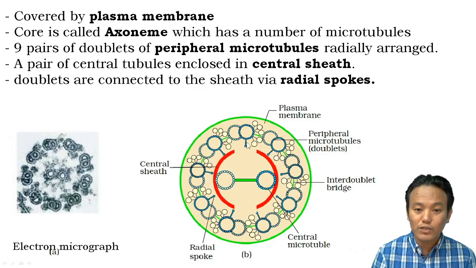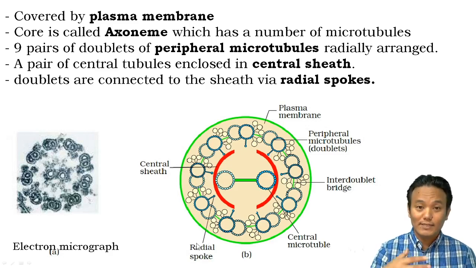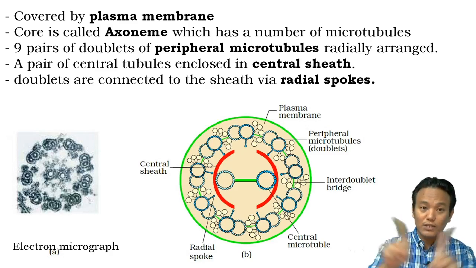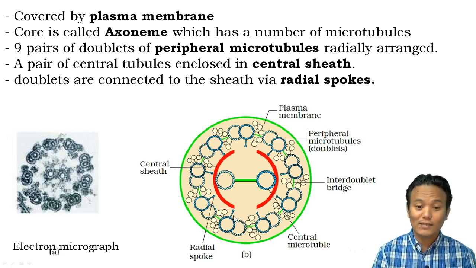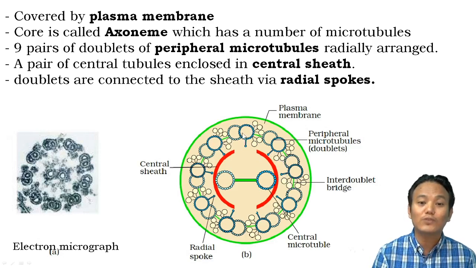These are the radial spokes, just like the spokes of a cycle wheel. The peripheral microtubules are connected through the radial spokes. That means there are 9 radial spokes. If you count, you will find 9 radial spokes which are connected to 9 doublet peripheral microtubules.